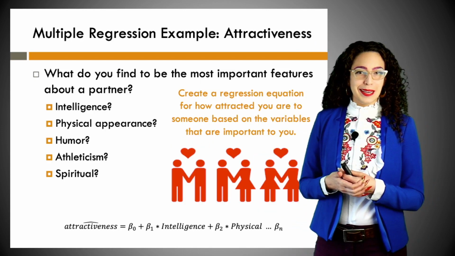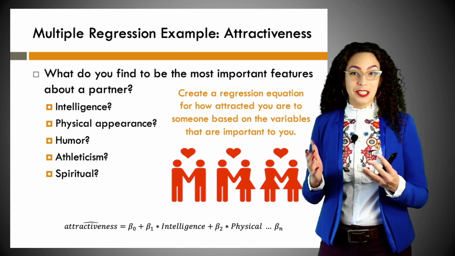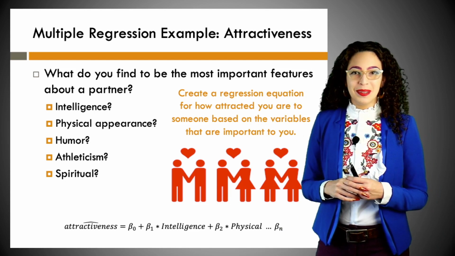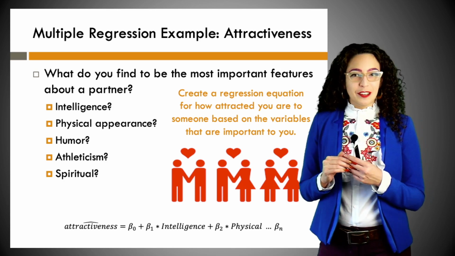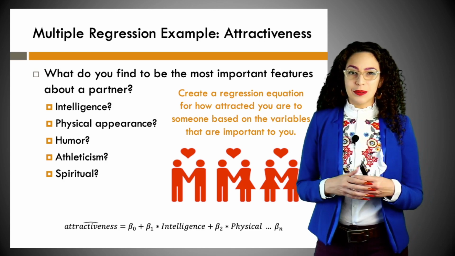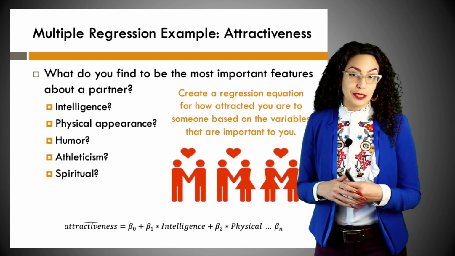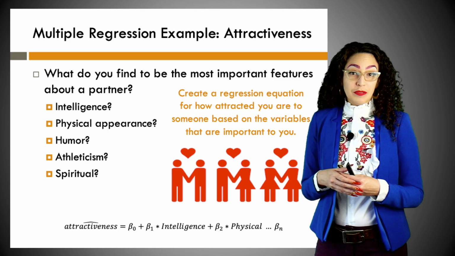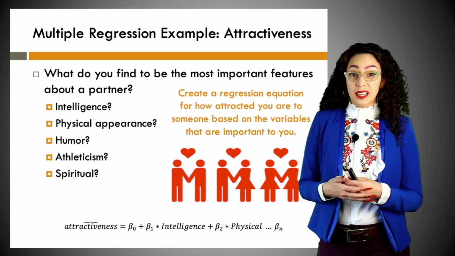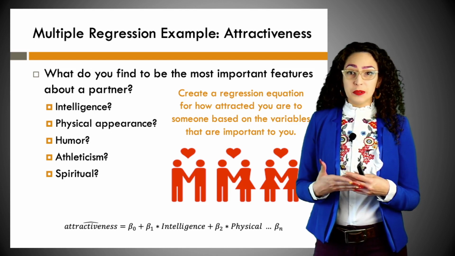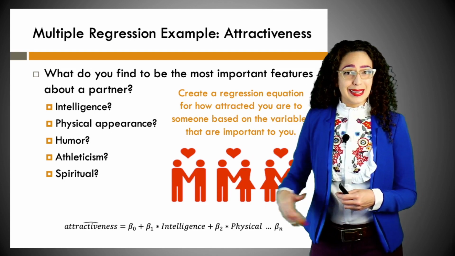So here is another regression example, but I want you to go and make one up, and if you want to share it with me, you're more than welcome. I would love to see them. How about you make a regression line for how attractive you are to someone, or maybe how much partner potential somebody has. There are a bunch of different things that will dictate how attracted we are to a person, right? Like intelligence, physical appearance, humor, athleticism, are they spiritual? There's a lot more to add, of course, to this list.